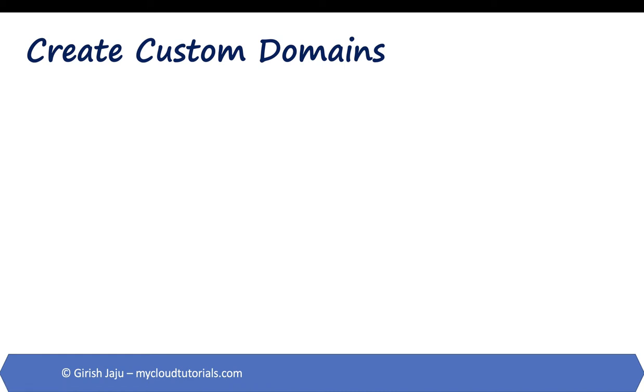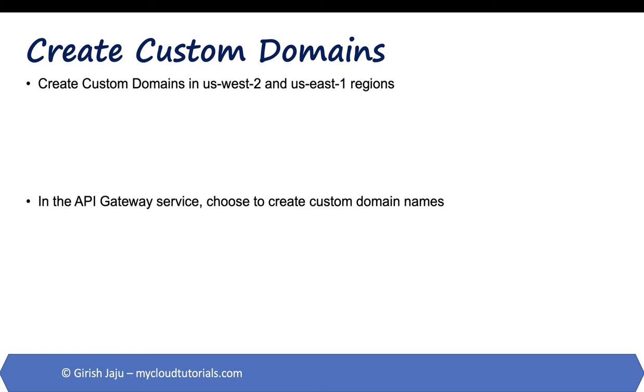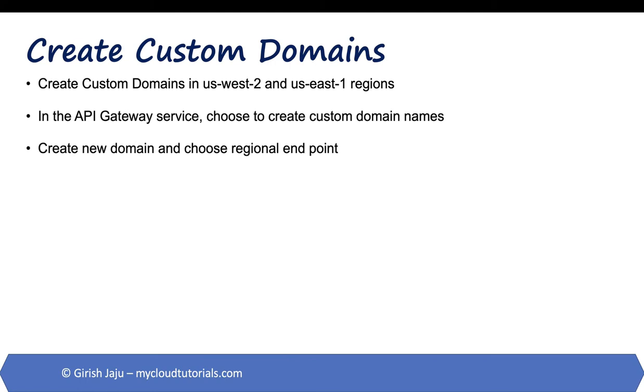Hi there. So far we have created two serverless applications, one in US West 2 and one in US East 1 regions. We have also created two SSL certificates in the same regions. In this section, we will use the SSL certificates to create the custom domains. So we will create custom domains in each of the regions where we deployed our application. We will create a new domain and choose the regional endpoint as a configuration, and we will also create a base path mapping. So let's head over to AWS Management Console and start doing this.